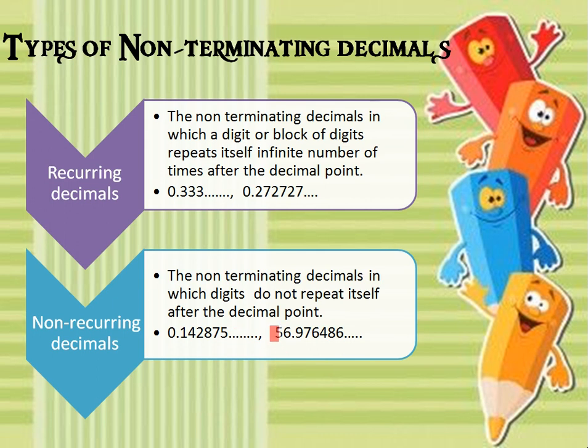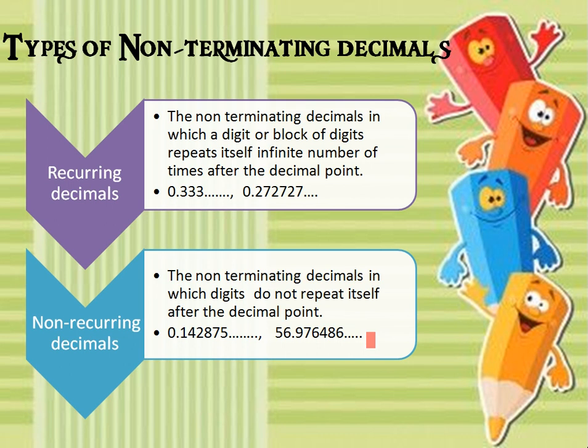Again, in the second example, we have 56.976486. Again, we have non-terminating because we have an infinite number of digits, but non-recurring because no digit or block of digits is repeating itself again and again. So we have four types: terminating, non-terminating, non-terminating recurring, non-terminating non-recurring.